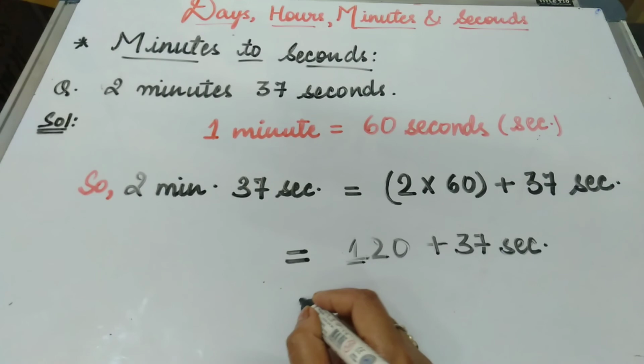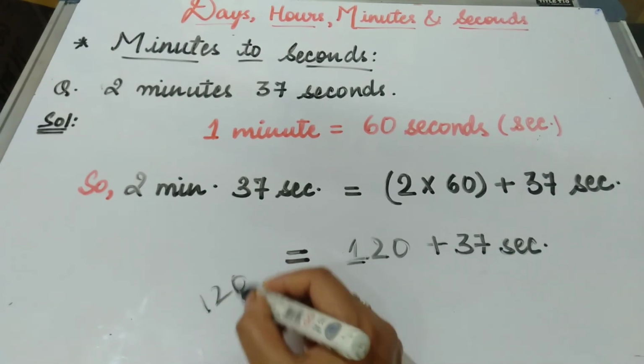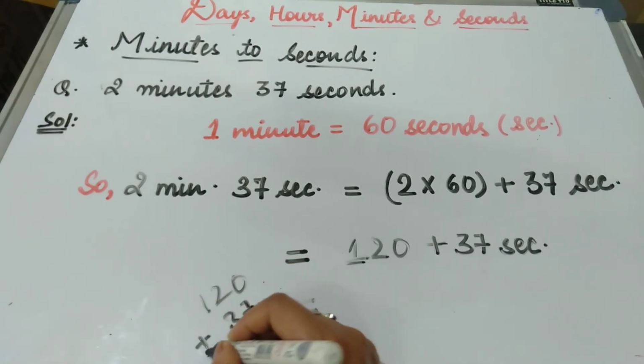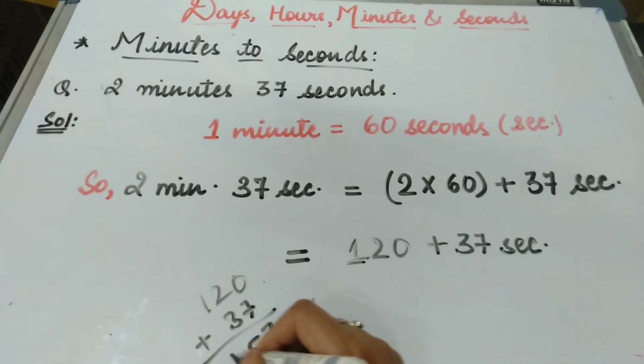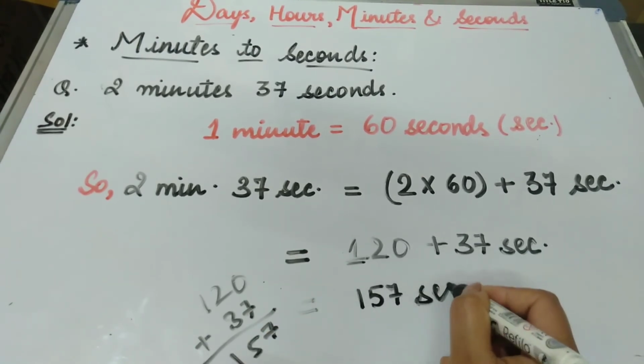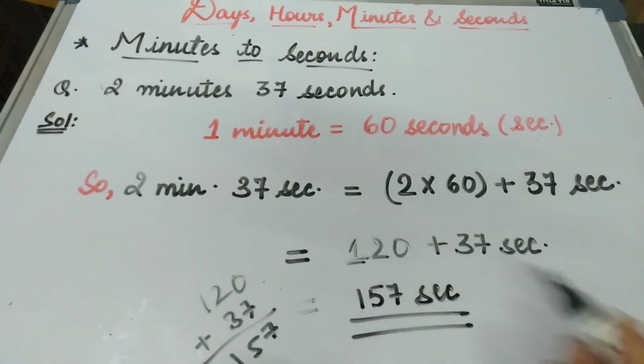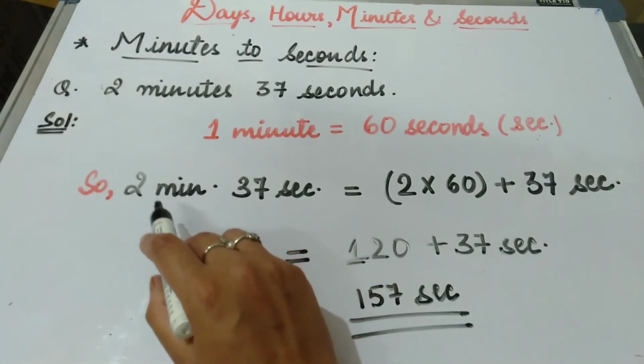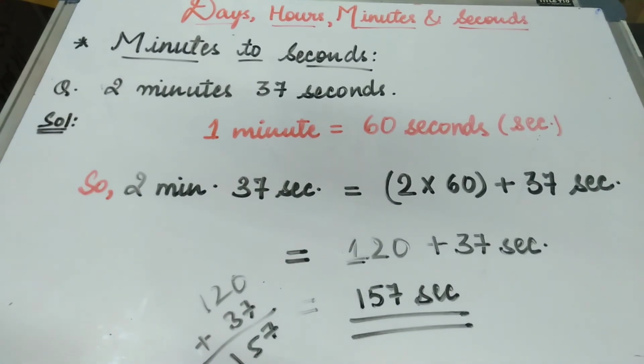Okay, this is the short form. So 120 plus 37, you can add it in the rough column. Okay, you have to do the addition in the rough column. So it is 157 seconds. So in total we have got 157 seconds when we converted 2 minutes 37 seconds. So complete the exercise.